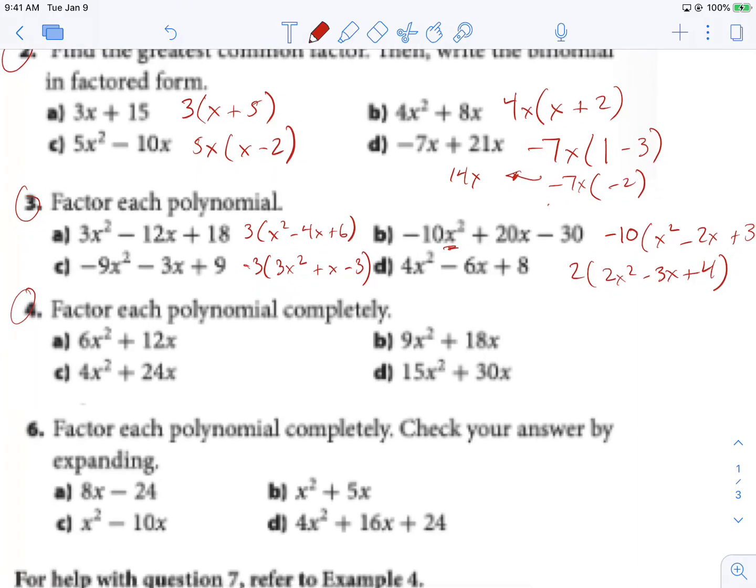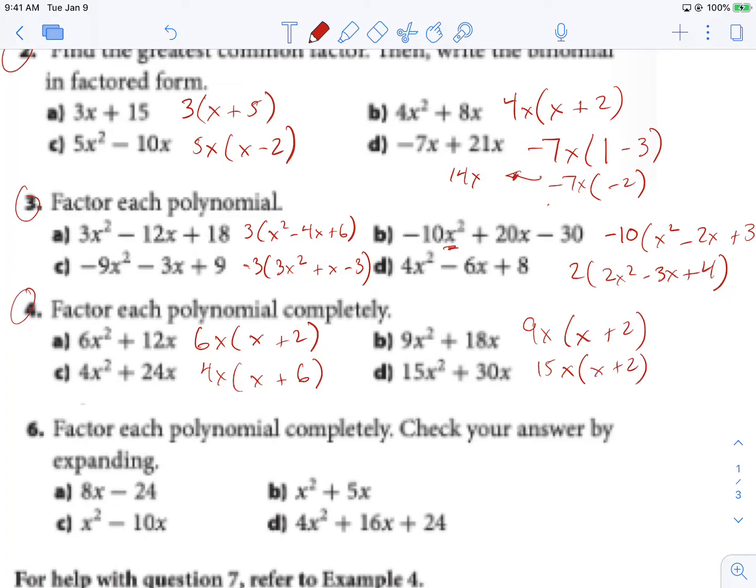For this, what can we take out? Well, you're going to notice there's an x in both of these, so we can take that out for sure. So I'm going to take out 6 and an x, and that's going to leave me with x plus 2, right? Make sure you're dividing. This one I'm going to take a 9x out, and that's going to leave me with x plus 2 again. This one I'll take a 4x out, that's going to leave me with x plus 6, and here I'm going to take a 15x out, and that's going to leave me with x plus 2.